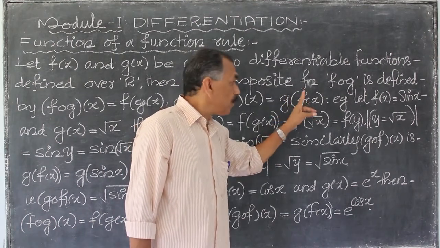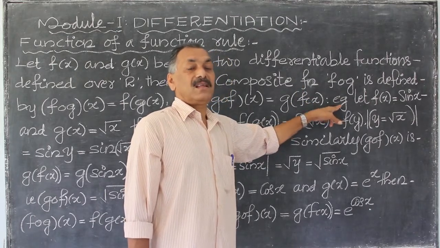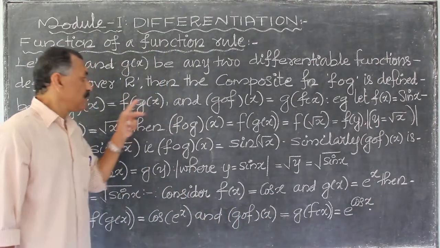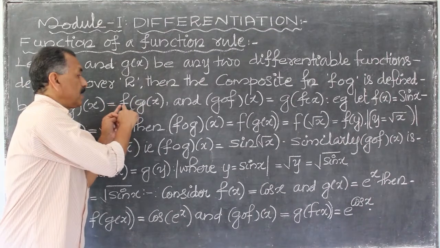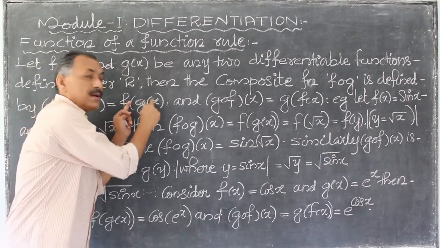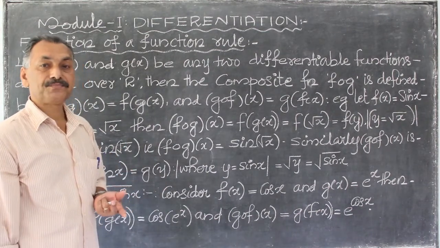g is a function of u, and u is a function of x. That is a function of a function. Okay. f of g of x. We take g of x as our u. f is a function of u. Then u is a function of x. Then we have a function of a function.